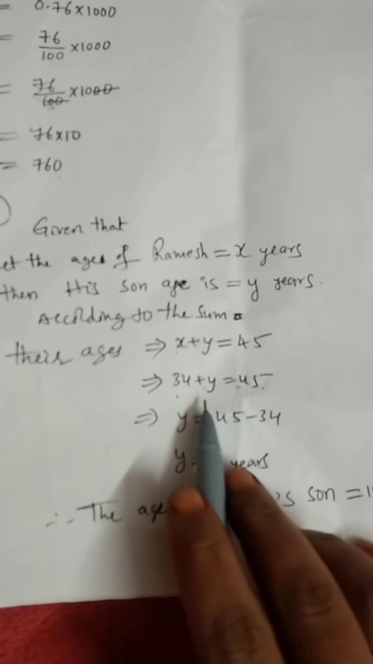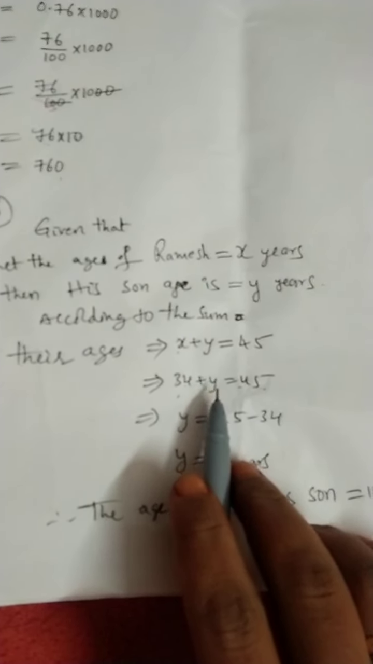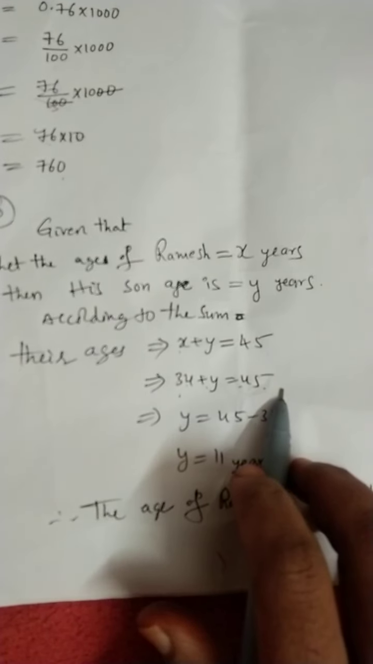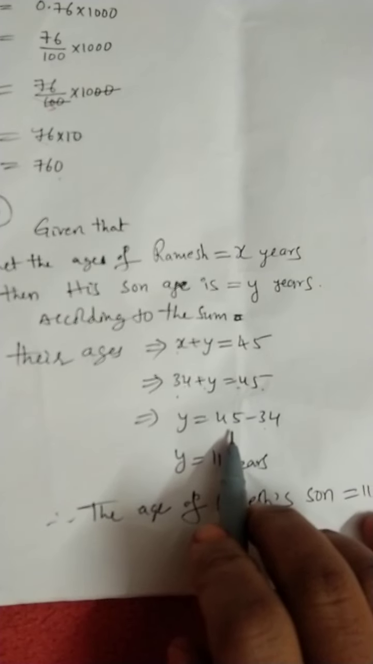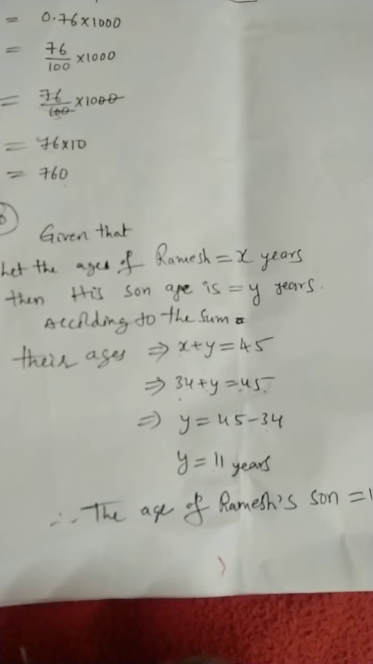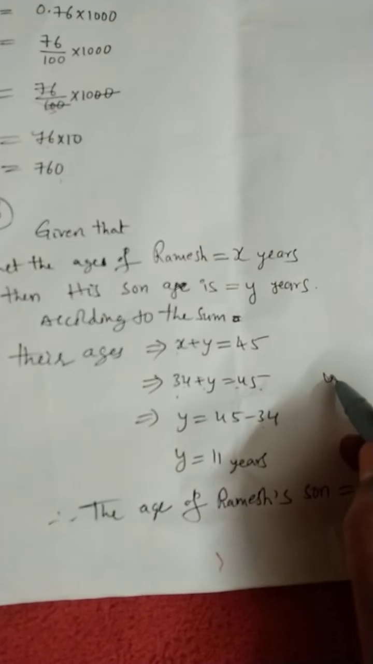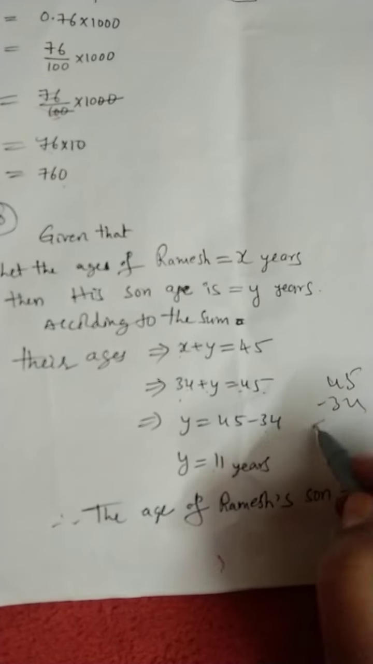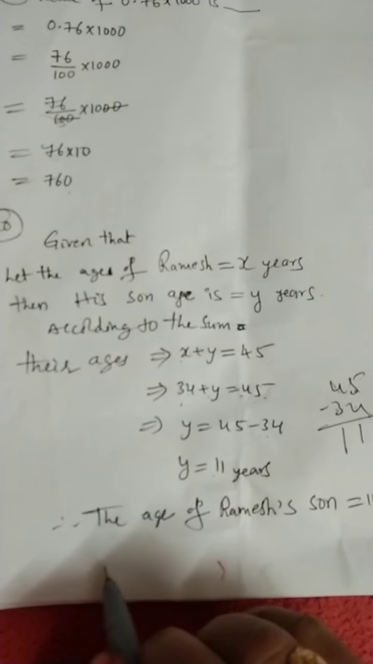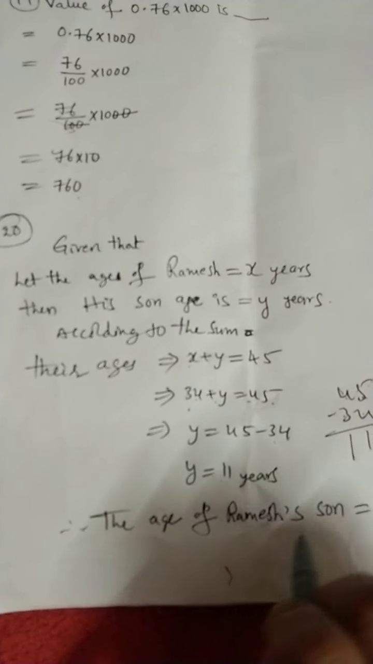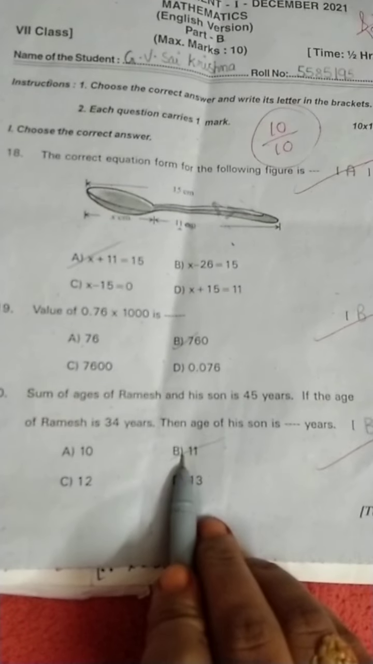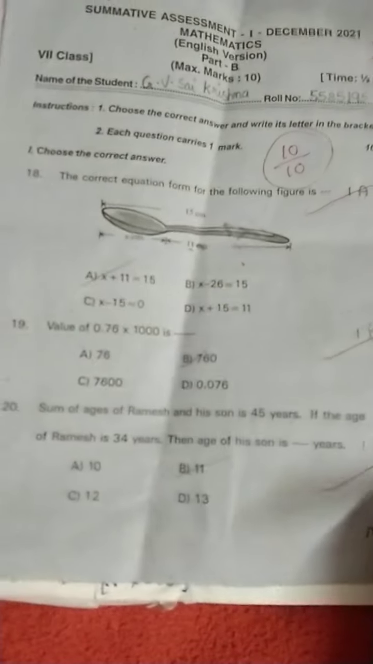Now we should find the age of Ramesh's son, that is y. Therefore y is equal to 45, and transposing plus 34 becomes minus 34. So 45 minus 34 is 11 years. y is equal to 11 years. If you do the subtraction, very simple: 5 minus 4 is 1, 4 minus 3 is 1. So 11 years. Therefore the age of Ramesh's son is 11 years. Where is 11? Option B. Okay, next question.